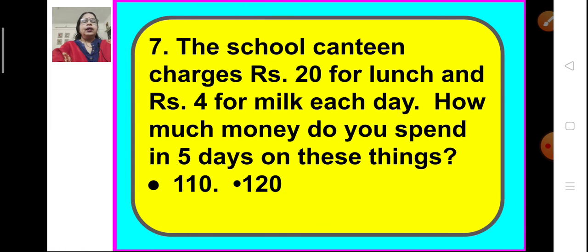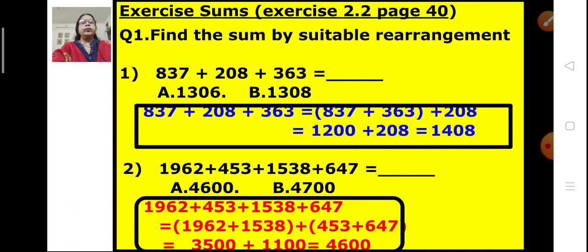Now the 7th question. The school canteen charges rupees 20 for lunch and rupees 4 for milk each day. How much money do you spend in 5 days on these things? There are two options, 110 and 120. There are two methods to solve this problem. Either you can separately multiply each number by 5, or you can group them together and do it. This explains the distributive property of multiplication over addition. So you can apply that, find the answer, and choose the correct option.